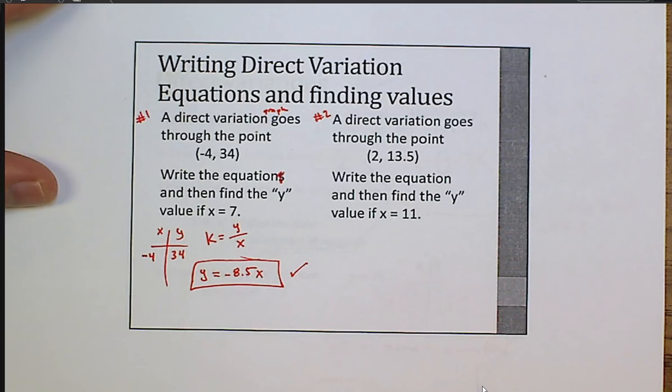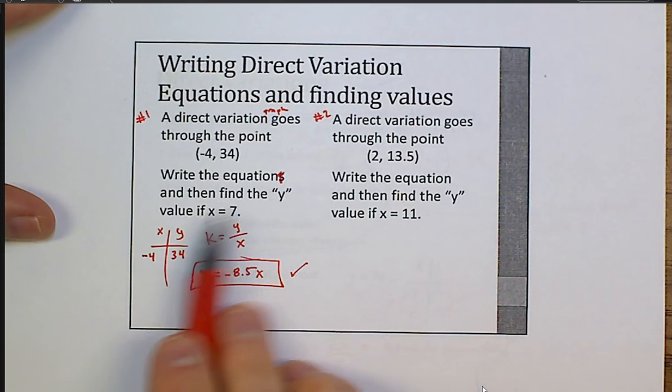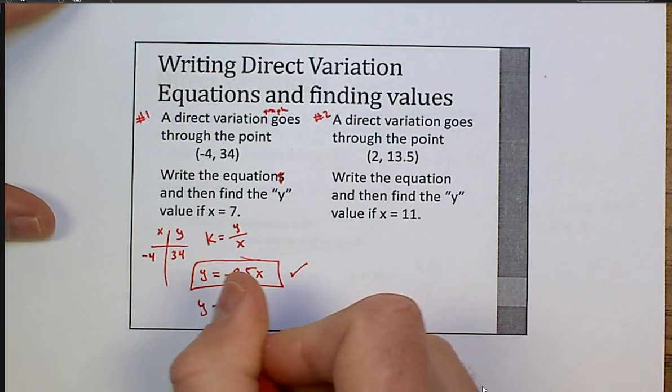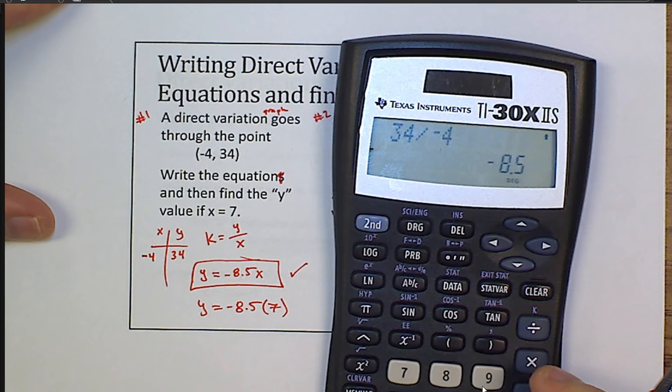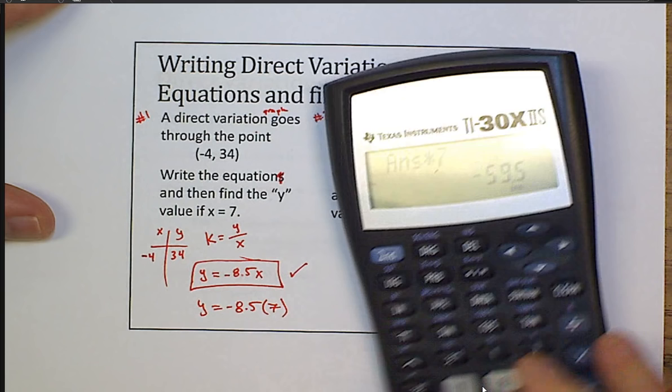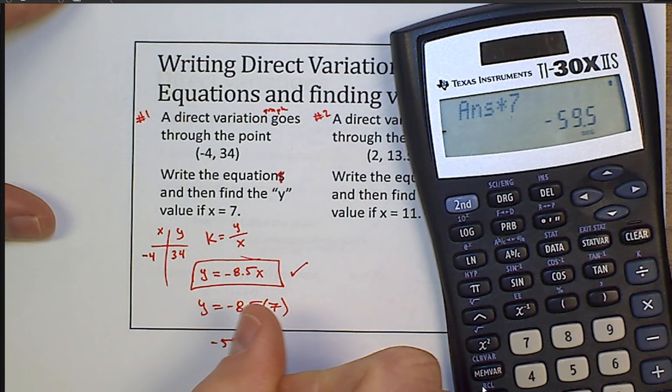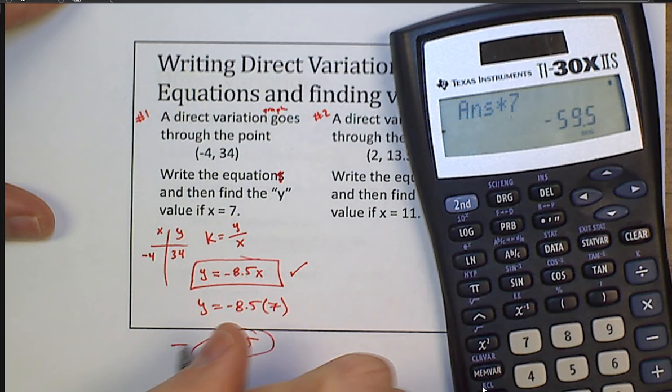And then find y if x is 7. So all that means is you're plugging in the number 7 for x. So you just times that by 7, and y would be negative 59.5. That would be our answer for y when x is 7.